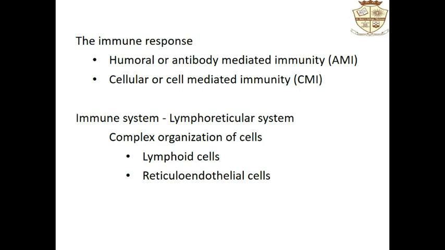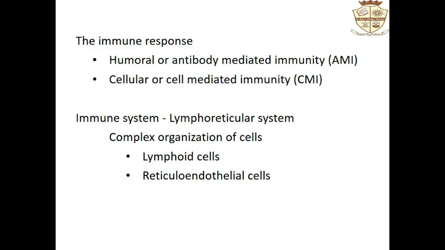So, the immune response. The immune response to an antigen can be of two types: humoral or antibody-mediated immunity, and cellular or cell-mediated immunity. The name humoral came from the word humor, which means body fluids. The humoral immunity is mediated by antibodies produced by B cells, which are present in blood and other body fluids. Hence the name humoral. The cellular immunity is mediated directly by cells, so it is known as cellular immunity. It is mediated through T lymphocytes and macrophages.